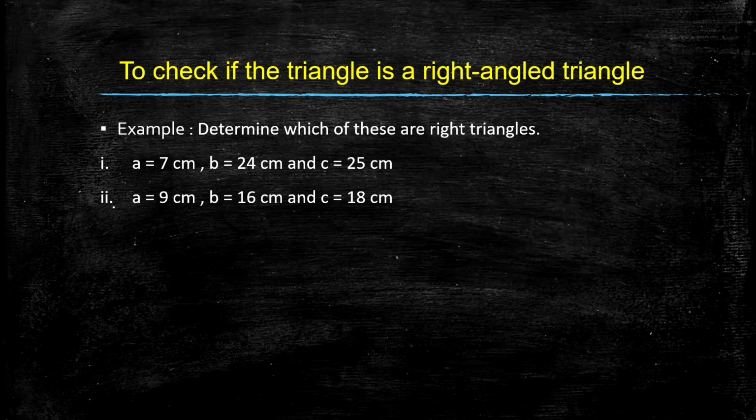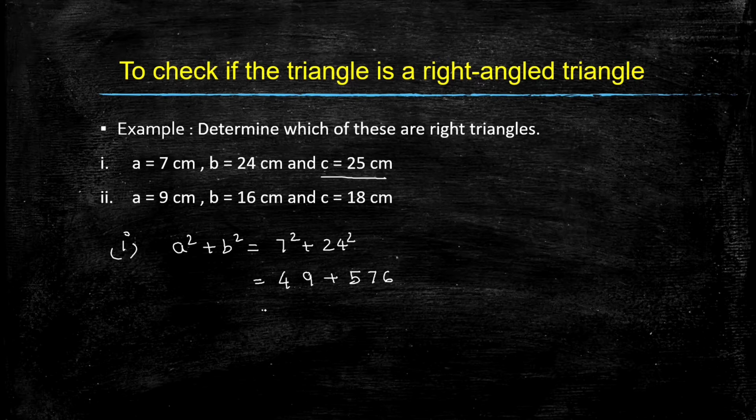How do we go about this? First, what we have to check is if the square of the longest side is equal to the sum of the squares of the other two sides. So here the longest side is C, which is 25 centimeter. So let's first find the squares of the other two sides, A square plus B square, which is nothing but 7 square plus 24 square, which is nothing but 7 square is 49 and 24 square is 576. When I add them up, I get 625.